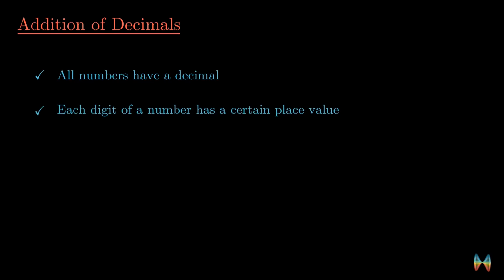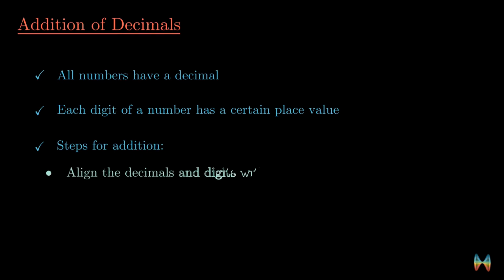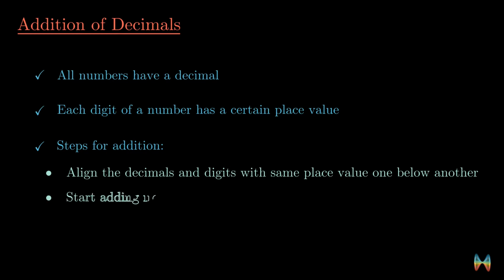Let's recall what we have learned in this video. All numbers have a decimal. Each digit of a number has a certain place value. Steps for addition of two or more numbers. We first align the decimals and the respective digits below one another. Then we start adding from the rightmost column and move towards left.